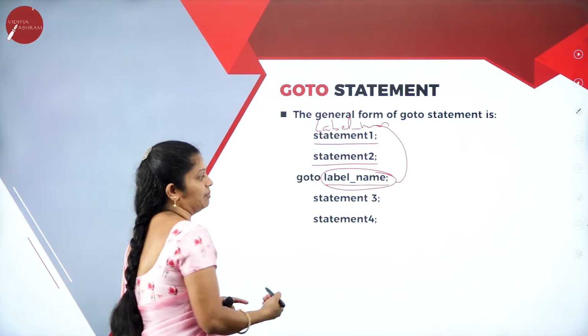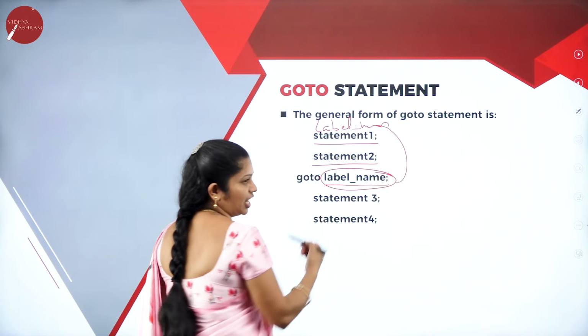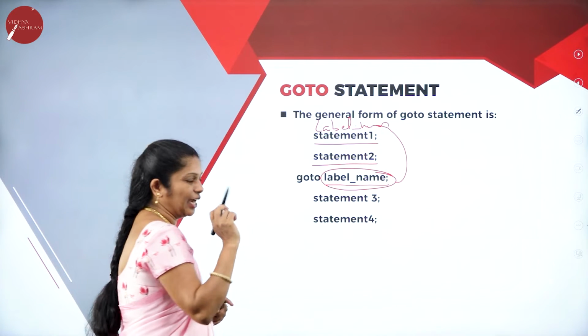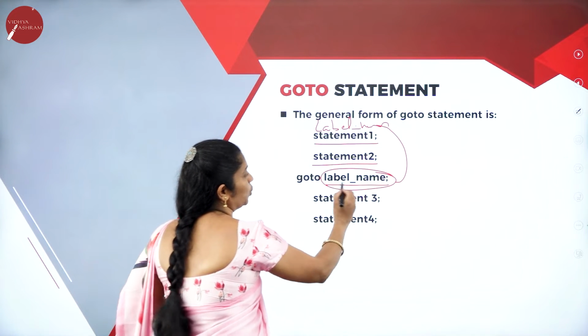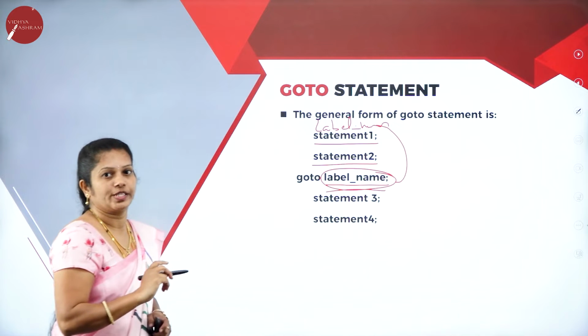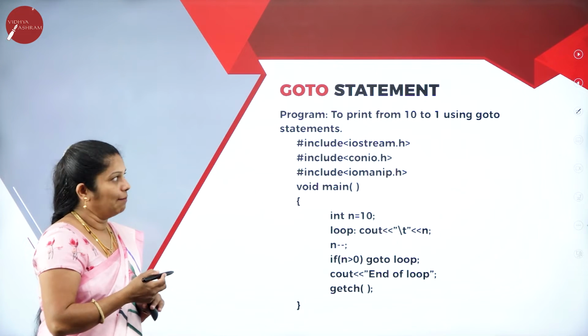Then afterwards, we have statement 3 and statement 4. But what happens after executing statement 1 and statement 2 is that it will not move to statement 3 as well as statement 4. Instead, the control will transfer to whichever label is given in the goto statement. Now, we'll explain this with one example.